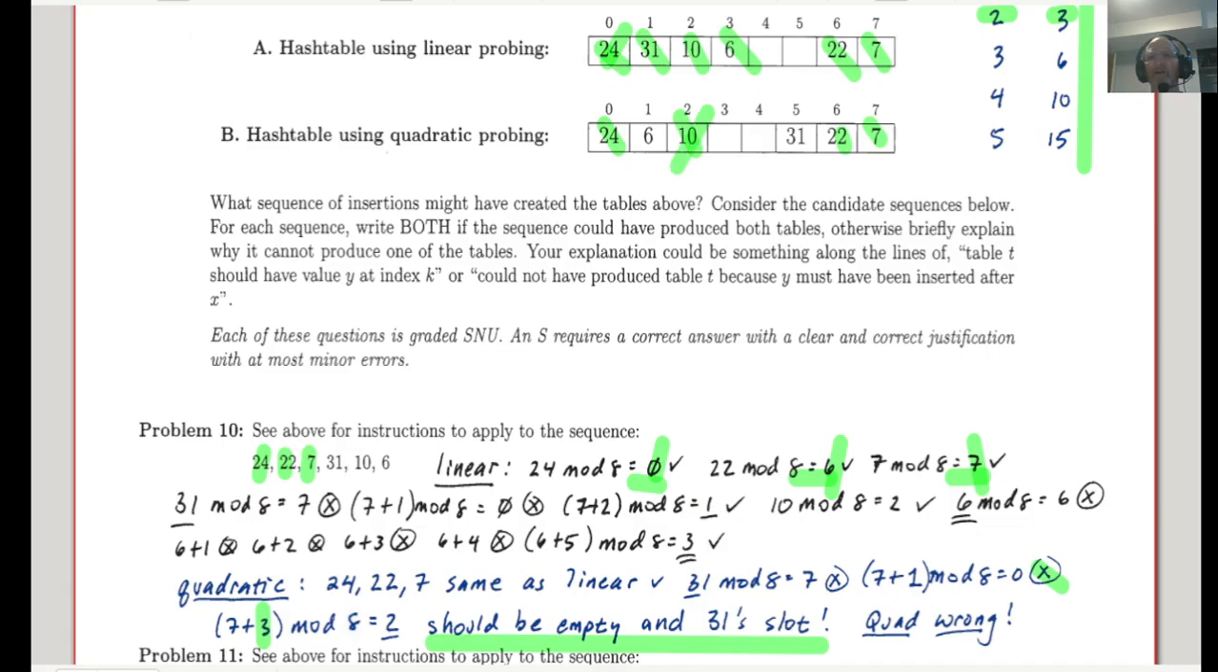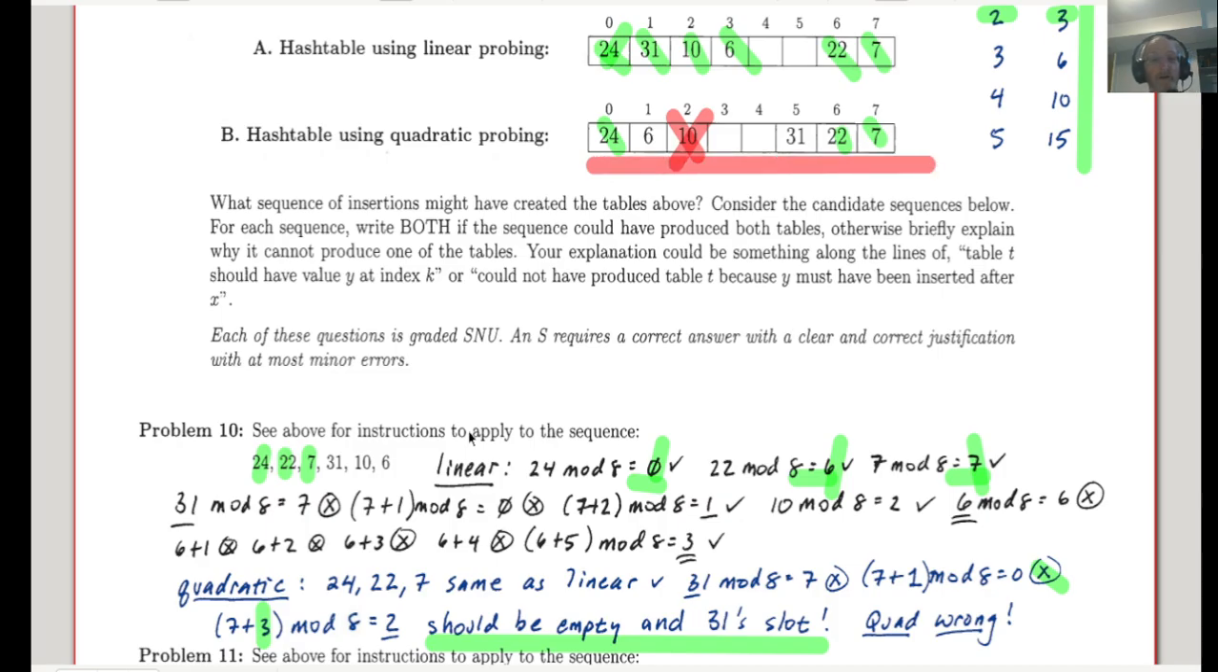Whoa, what am I doing? I need to use red. Yes, the value at slot 2 is not 31, it's 10. So this insertion sequence could not have generated the quadratic table.